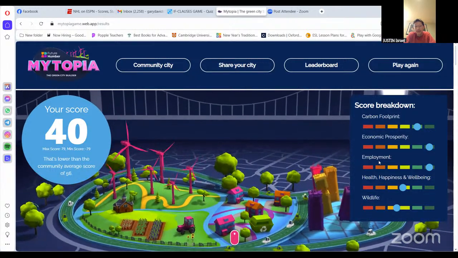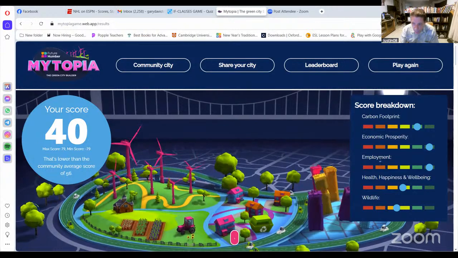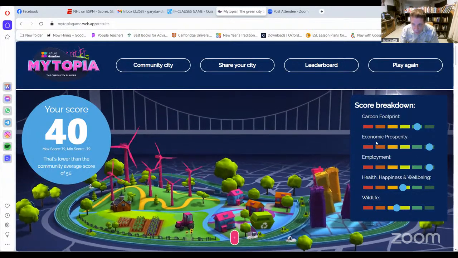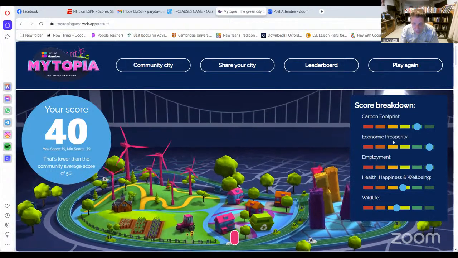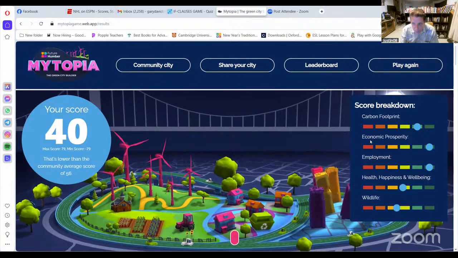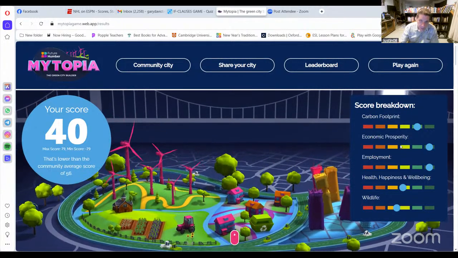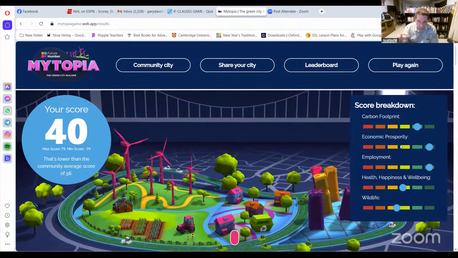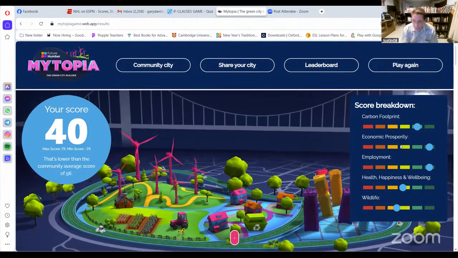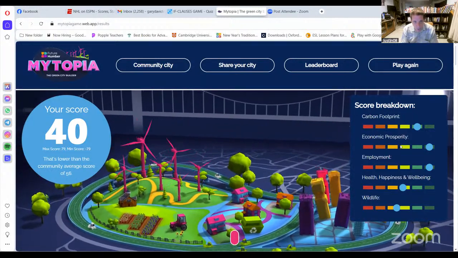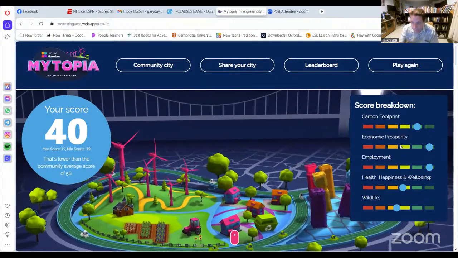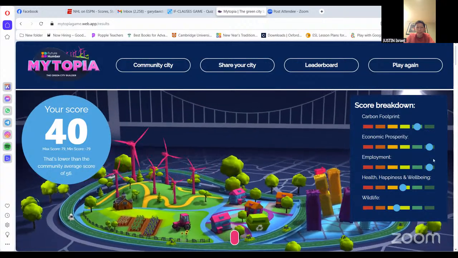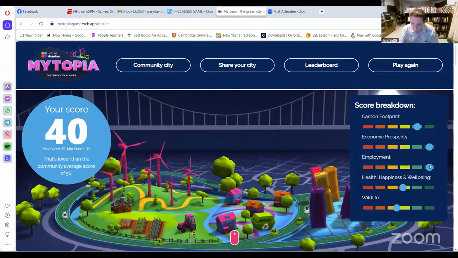Because not only are they employed, but they have jobs that are high paying, this means economic prosperity for the city. Economic means how much money the city is able to make, and prosperity means that the city is growing very quickly in terms of the amount of money that people are able to generate. Is that clear? Yes. So that's why we have a high score in these areas.